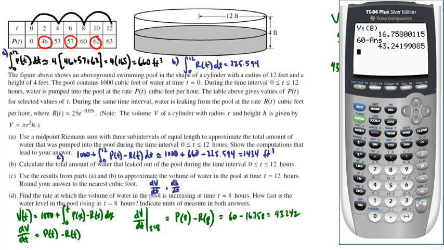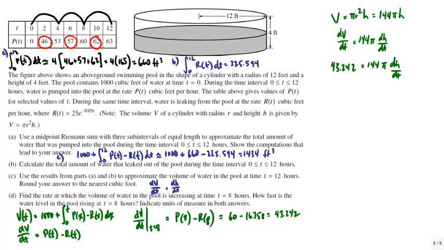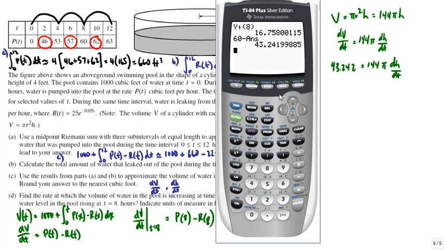Alright, so I'm going to plug that back into our formula. Let me get rid of the calculator here. So I plug in 43.242 for dV/dt. And at this point, all I need to do is divide that by 144 pi, and I'll end up with dH/dt. And so I take the 43.242, I divide that by, I have to use parentheses here, 144 pi, and I end up with 0.096.